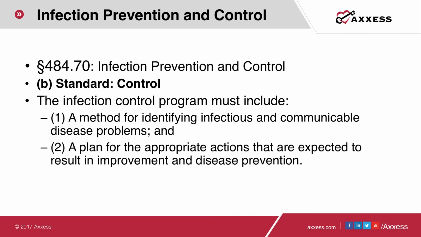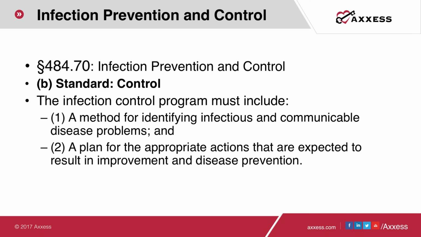At 484.70(b), the standard again is control. We are told that our new infection prevention control program must include a method for identifying infectious and communicable disease problems and a plan for the appropriate actions that are expected to result in improvement and disease prevention. So you think about, for example, do you have risk assessments done for which kinds of patients you might be doing? Have you trained your clinicians on how to use that personal protective equipment? One example that comes to mind in that case has to do with the particulate respirator for TB patients who have tuberculosis. Those are special masks, of course, that have to be ordered.